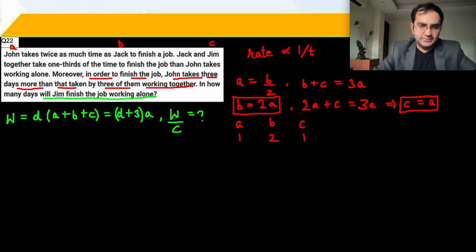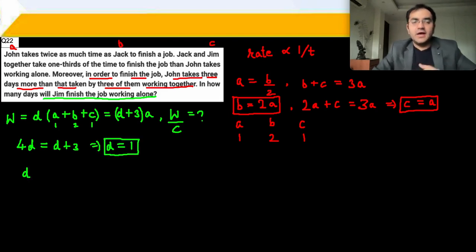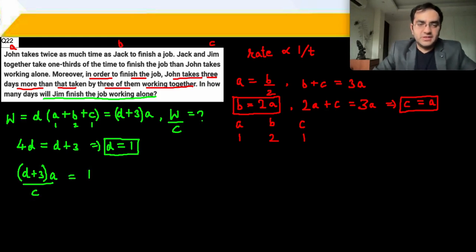This is what we have to find out. Okay. Substitute the values of ABC. 1, 2, 1. So you get 4D is D plus 3 into 1. So you get D is equal to 1. D has come. Now work done, pick up anything. D plus 3 into A, pick it up from here. D plus 3 into A, pick it up. Divided by C. So 1 plus 3 is 4 into 1 upon 1. So 4 is the right answer for this question number 22.